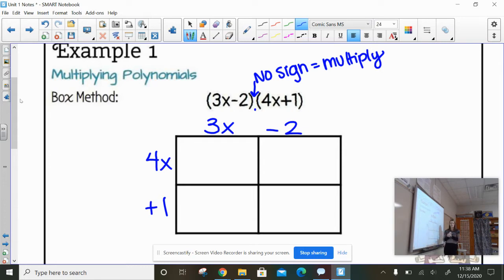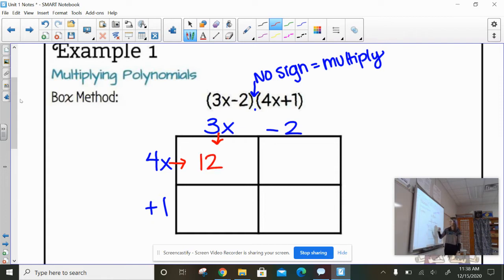I just always set mine up this way. Okay, and then I'm going to multiply to get the things inside the box. So when I multiply 4x and 3x, that answer will go here. So 4 and 3 multiplied together is 12. X times x, remember that's an x to the first, that's an x to the first, so that will be x squared. Now I'm also going to multiply the 4x over here times this negative 2. So 4 times negative 2 is negative 8, and then that x will just come along.